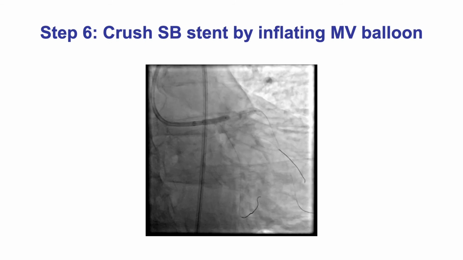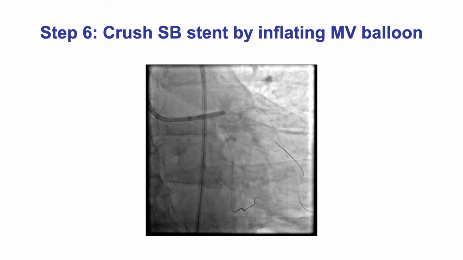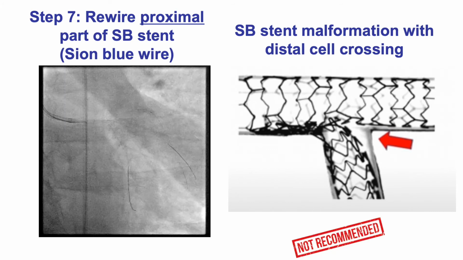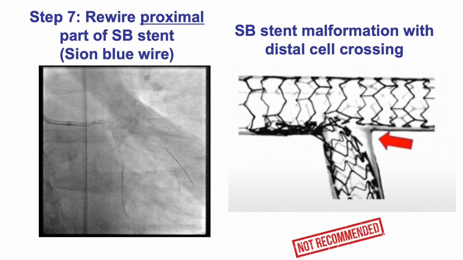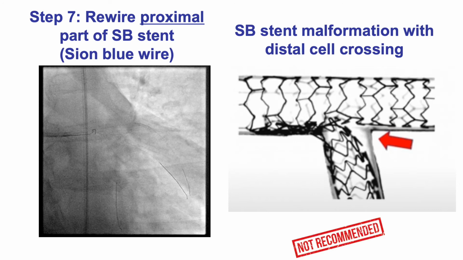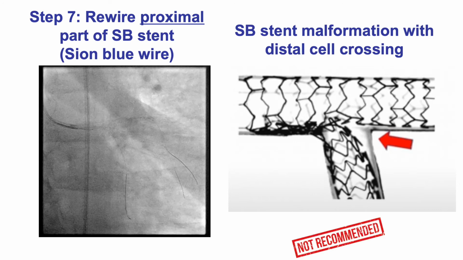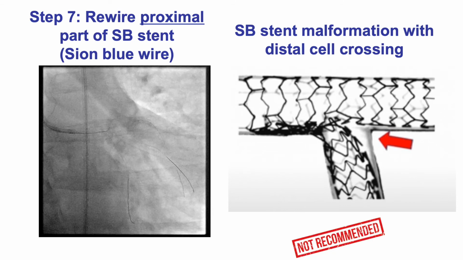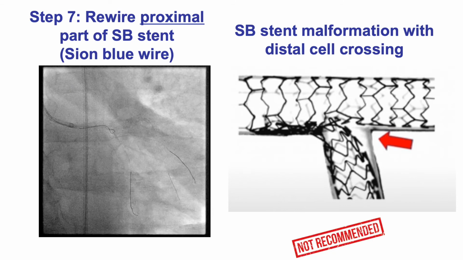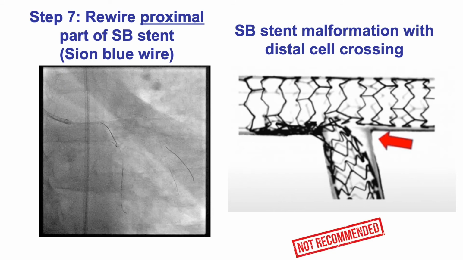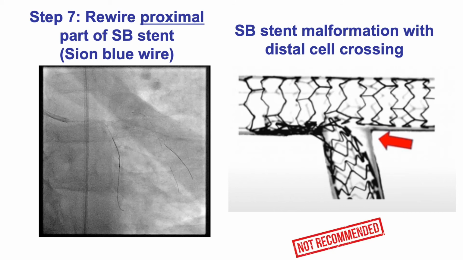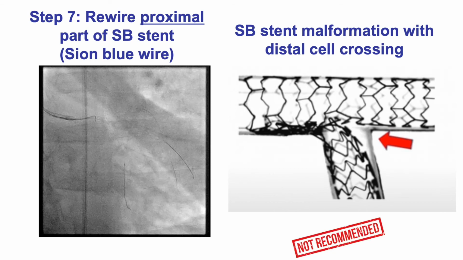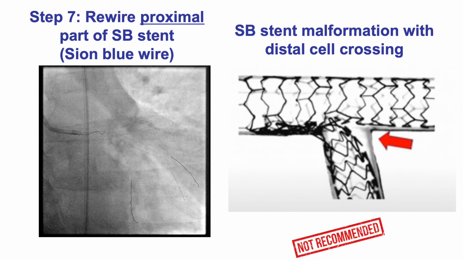And then we crushed the side branch stent by inflating the main vessel balloon. And then we rewired the proximal part of the side branch stent with a cyan blue wire. It's very important to try to rewire the proximal part, because as we can see in this case, if we try distal cell crossing, this can result in side branch stent malformation. So this is not recommended. We should always use the proximal struts if possible.